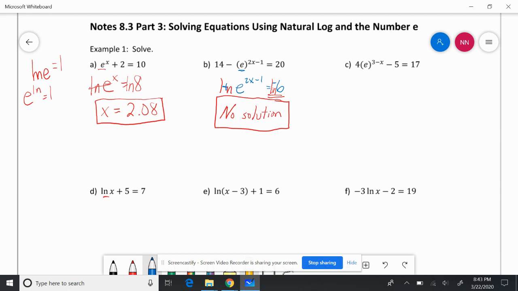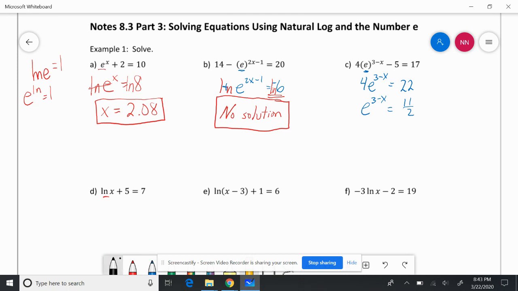Now, looking at our next example, we see that we have a base e, so we know we're going to use a natural log. We want to get the base e by itself, so the first thing we're going to do is add the 5. When we add the 5, what we get is 22. Then we're going to divide each side by 4. When we divide by 4, it reduces, so it becomes 11 over 2.